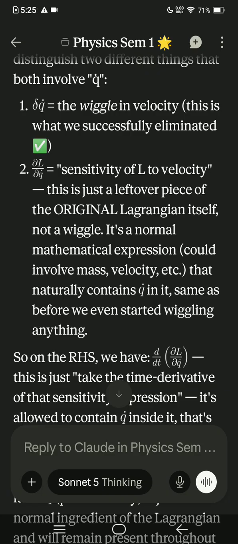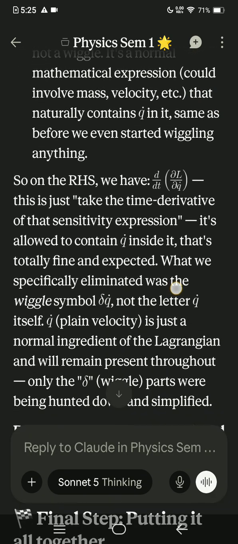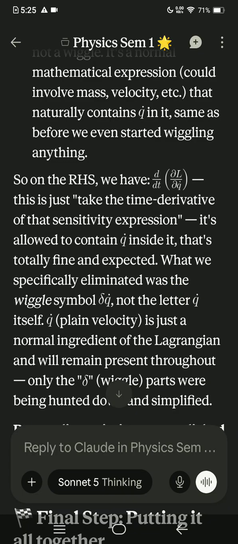Same as before, we hadn't even started wiggling anything. So on the RHS we have this. This is just the time derivative of that sensitivity expression. It's allowed to contain q dot inside it. That's totally fine and expected. What we specifically eliminated was the wiggle symbol, not the letter q dot.